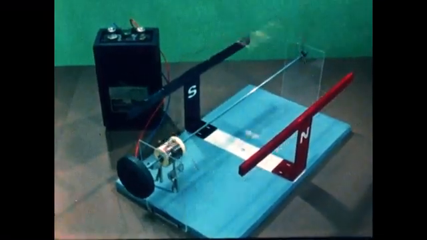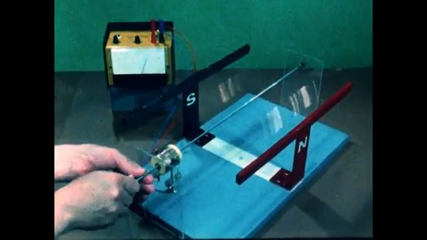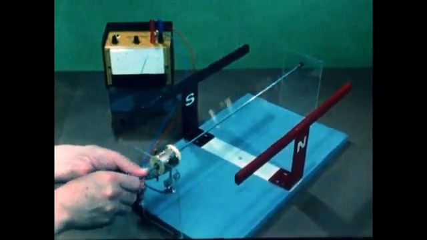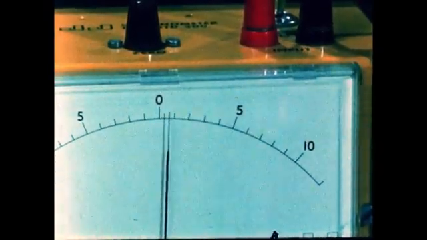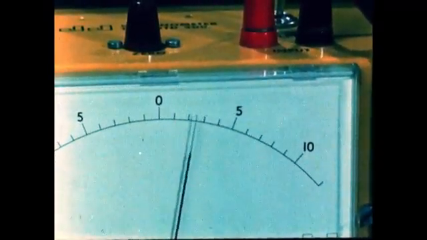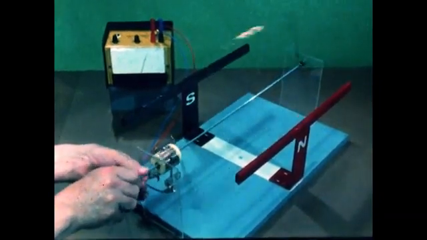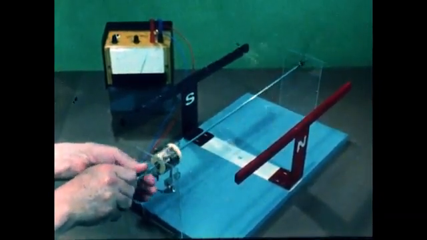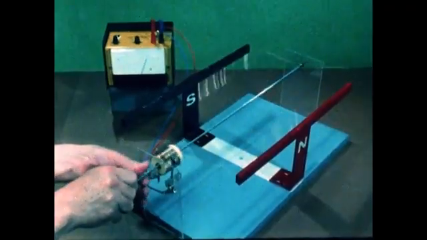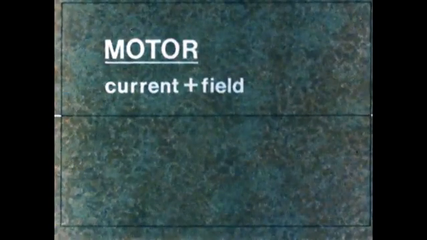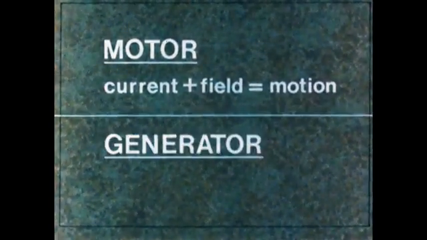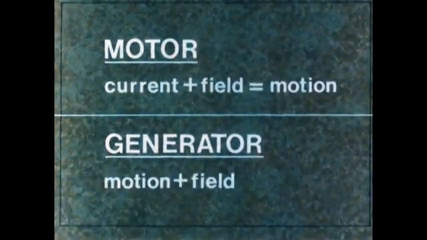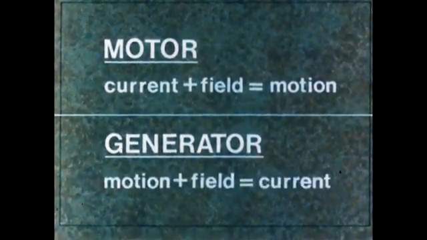Now let's take our simple motor and connect it to a current measuring instrument instead of to a voltage supply. If we make the armature spin in the field, a voltage is generated and a current flows. What was an electric motor has become a generator of electricity. So in a motor, current flowing in a magnetic field causes motion of the conductor across the field. In a generator, motion across the field causes current to flow in the conductor.